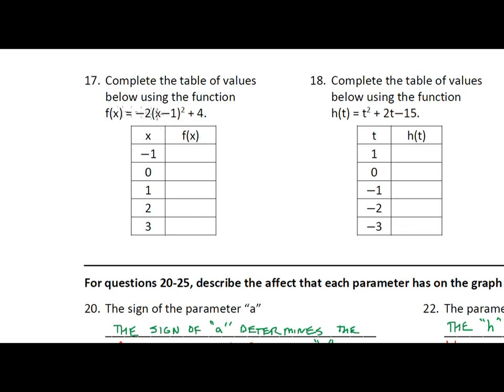If we're going to find what f of x is equal to when x equals -1, you're going to write f of -1 is equal to, and then everywhere you see an x, you plug in -1. So -2 times -1 minus 1 squared plus 4. And you're going to go ahead and put that in your calculator. Let's go ahead and do that.